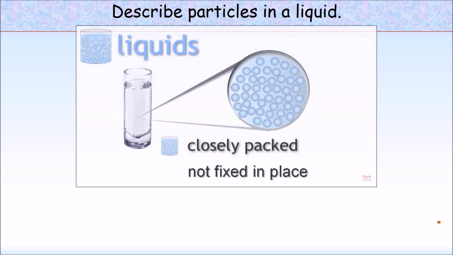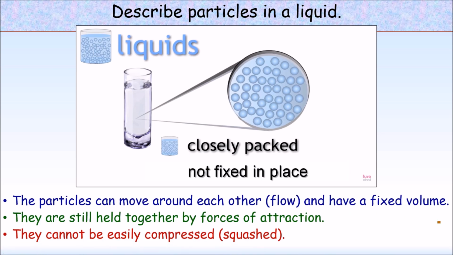How would you describe particles in a liquid? So you can say they are closely packed and they're not in a fixed place. So the particles can move around each other, that means they flow, and they have a fixed volume. They are still held together by forces of attraction, and they cannot be easily compressed or squashed. So if you've got a glass that is full of water, you can't put any more water into that glass without it overflowing. So that's what we mean by it cannot be compressed.